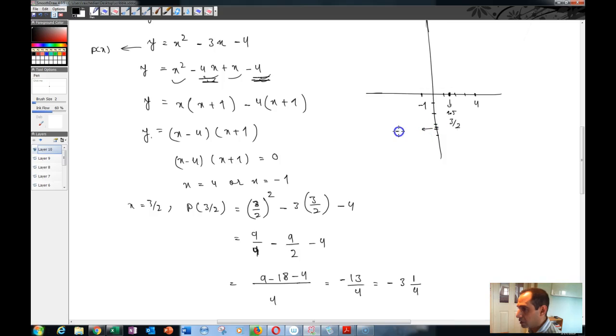So this is negative 3 and 1/4, and then that happens at this point. So let's say that this will be basically your graph, something like this. So this is going to be your graph.